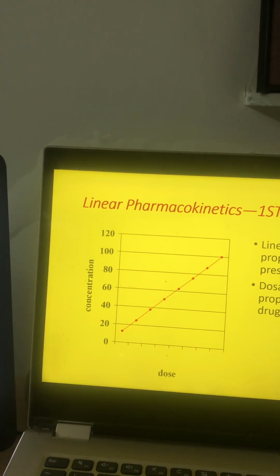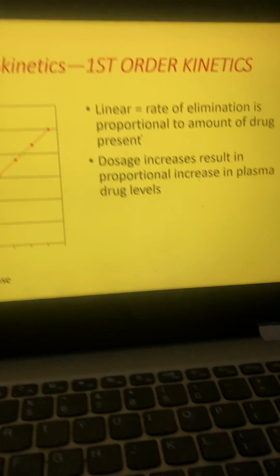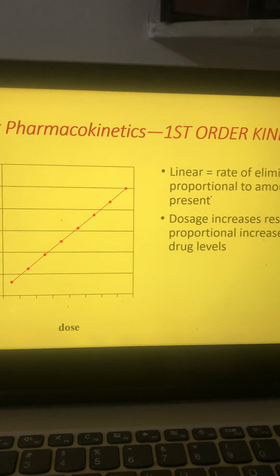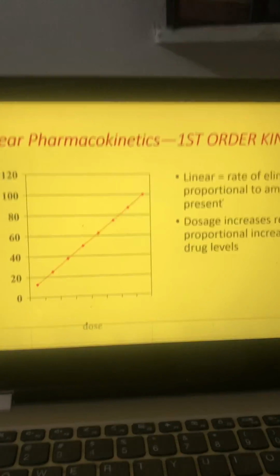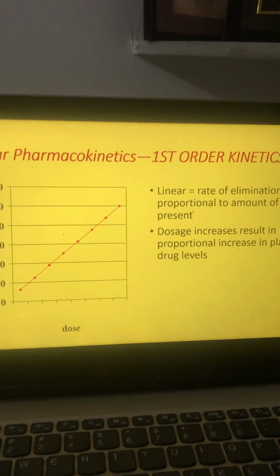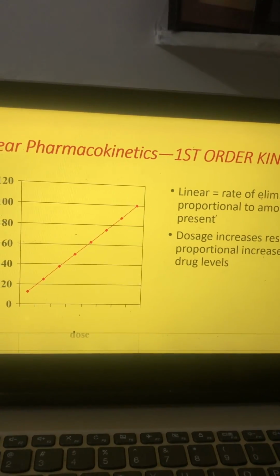Then we have linear pharmacokinetics, first order kinetics. Metabolism follows either zero order or first order kinetics with drugs, and linear means the rate of elimination is proportional to the amount of drug present. So dosage increases result in a proportionate increase in plasma drug levels. You can see here a linear graph.